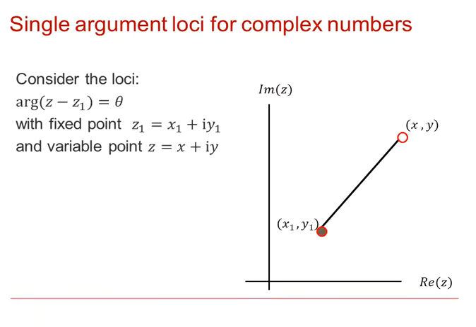On this Argand diagram you can see 2 points, one the variable z equals x plus yi, and the other a fixed point, z1 equals x1 plus y1i. The line between them is given by z minus z1. Consider the loci argument of z minus z1 equals theta, with a fixed point and the variable point as detailed.